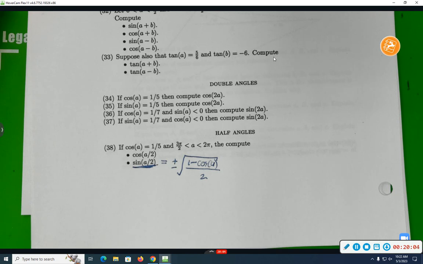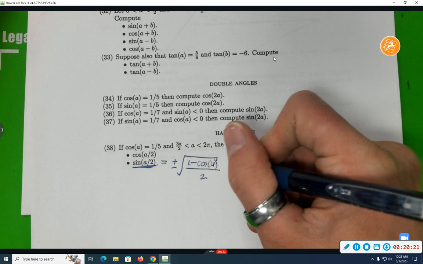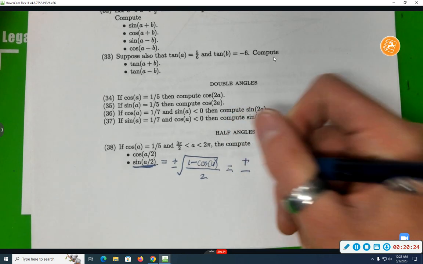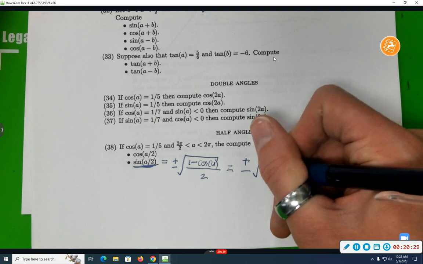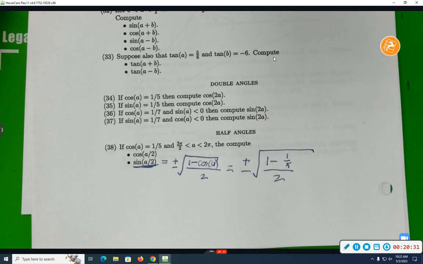Feel good right now? So we have the same two priorities that we want to do first. Do we already know what the cosine of A is? Yeah. What is the cosine of A in this problem? 1/5. So let's actually do that. Let's leave the plus or minus as ambiguous for now. Plus or minus the square root of 1 minus 1/5, all over 2. So there's some algebra to do to simplify it. Let's deal with the plus or minus sign before we get much farther.